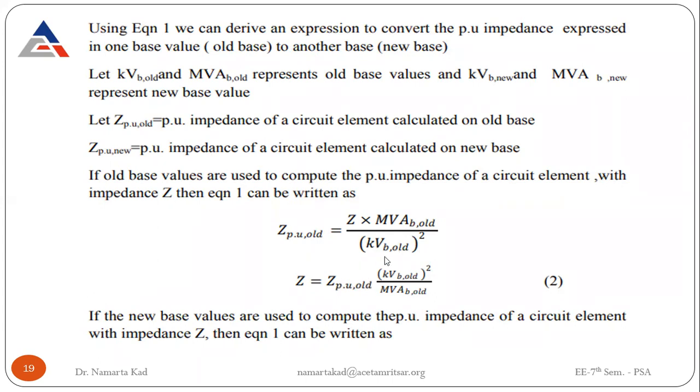Similarly, from this formula, Z, the actual value, comes out to be Z per unit old multiplied by kV base old square and divided by MVA base old. From this formula we evaluate Z. Mark this equation as number 2. Now, if the new base values are used to compute the per unit impedance of the circuit element with impedance Z, then equation 1 can be written the same way for the new base values. Just see.